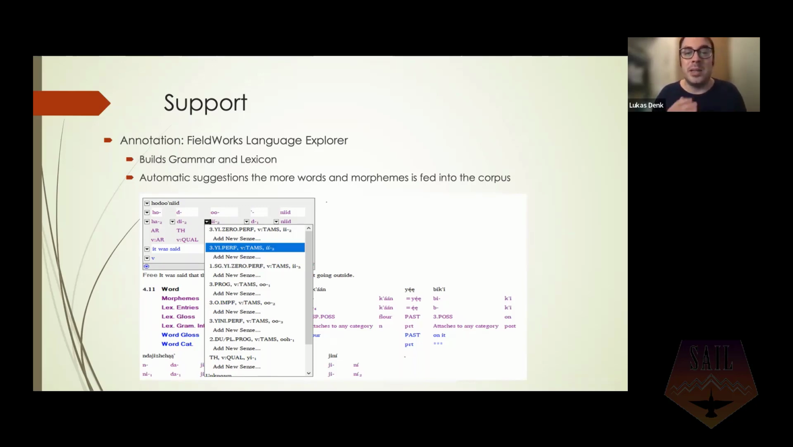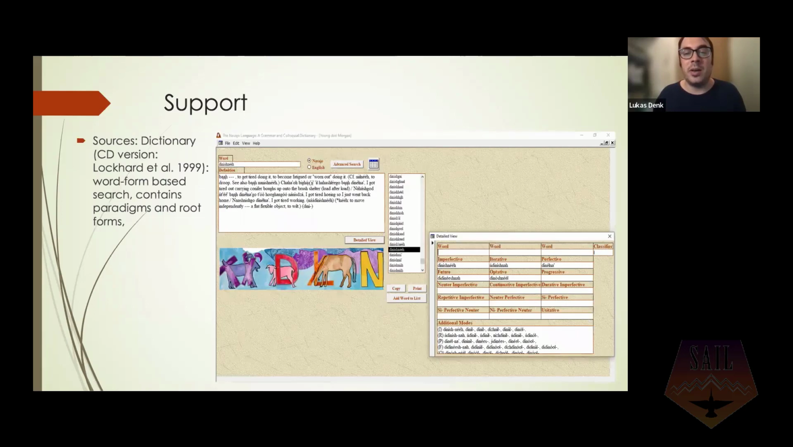I use a digital version of the dictionary, which was published in the 90s, so it hasn't really been much updated, but there's still the paper book. So you have to download a plug-in to run this CD, but it's better than going page to page in the dictionary.